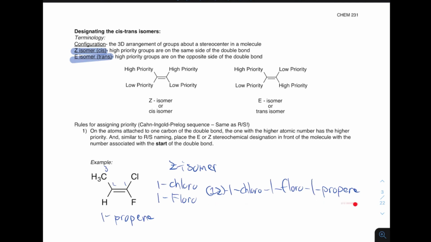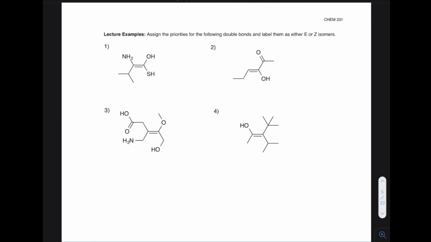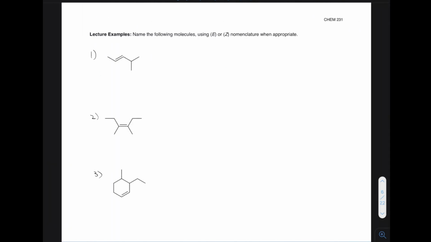So we'll get some practice with naming some of these, and they won't be anything super complicated, because we could definitely go through examples and have tons and tons of different stereochemical features. But we won't do that, so we'll just go through some simple examples in class. So we'll go ahead and look at these, where we're just going to assign the E or Z designation to these molecules, and we'll go ahead and go through some more naming examples as well.